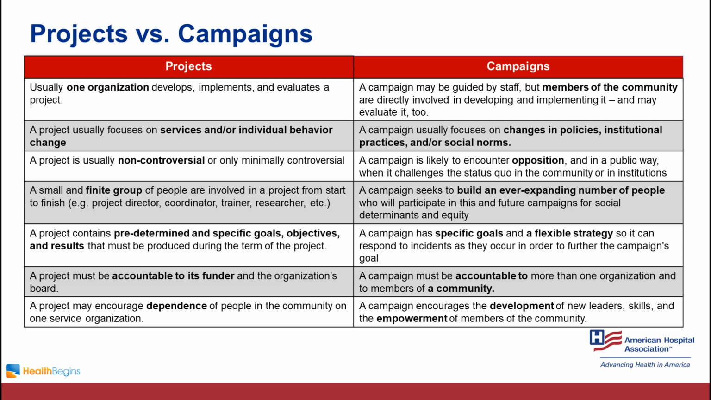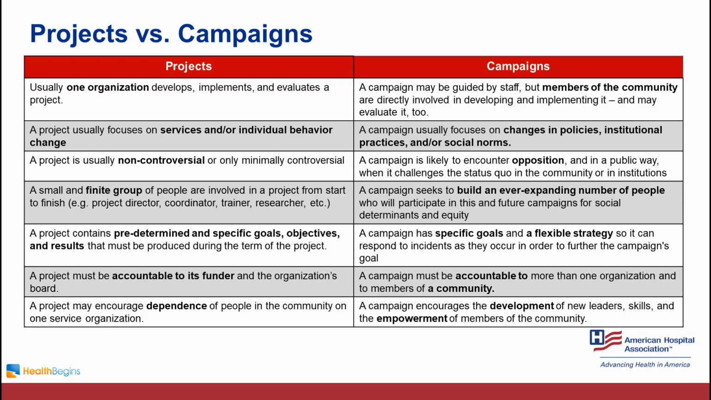In a project, a small or finite group of people are involved from the start to the finish, whereas a campaign seeks to build and engage an ever-expanding number of people who will participate in this campaign and future campaigns for social determinants and equity. A project might contain predetermined and specific goals, objectives, and results, whereas a campaign also has those specific goals, but it also has a flexible strategy so that it can respond to incidents as they occur in order to further the campaign's overall goals. A project must be accountable to the funder and the organization's board, whereas a campaign might be accountable to more than one organization and also to members of the community.